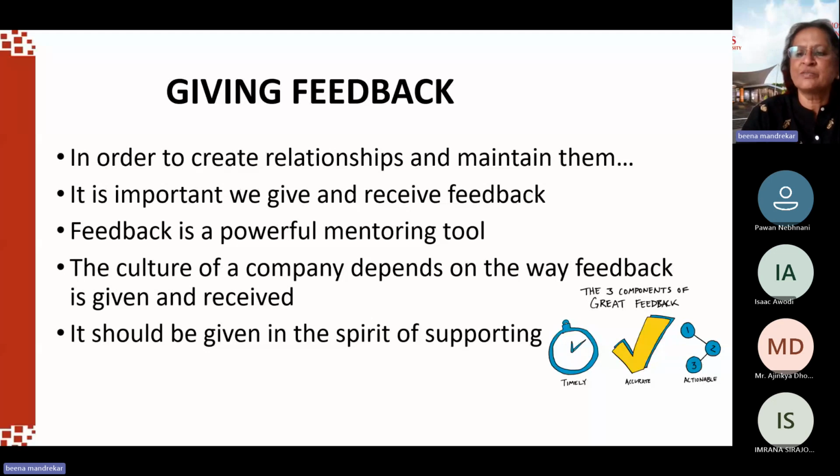Timely, actionable, and accurate. It should be given in the spirit of supporting. You know, we have heard about it, some of you have, I've spoken so often about it, in that it is very important for us to receive feedback for our speeches that we give.